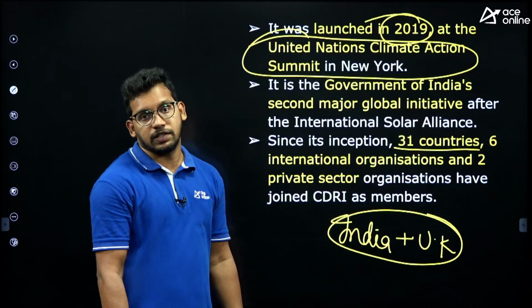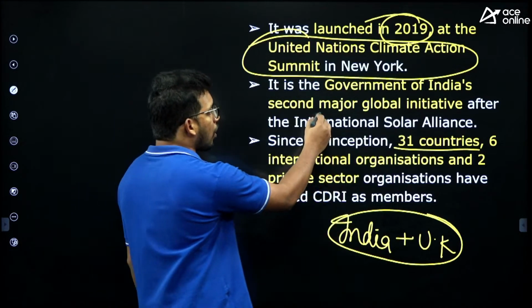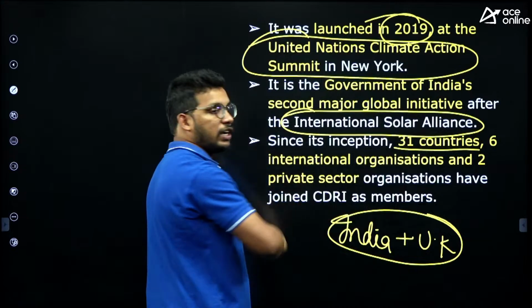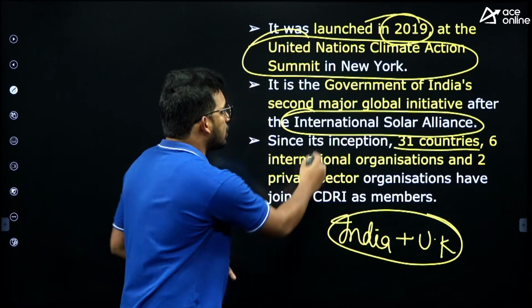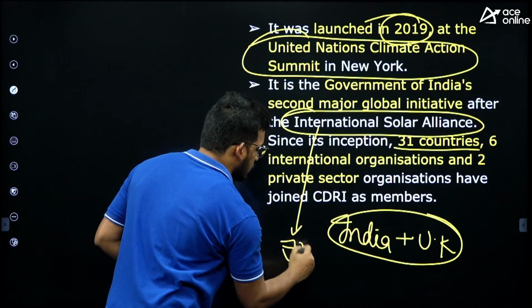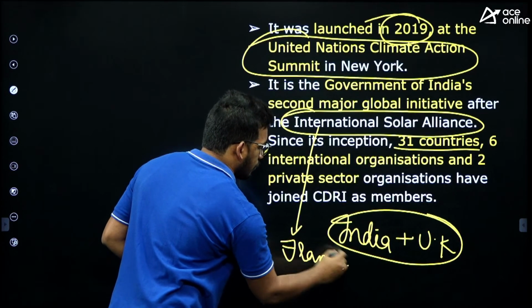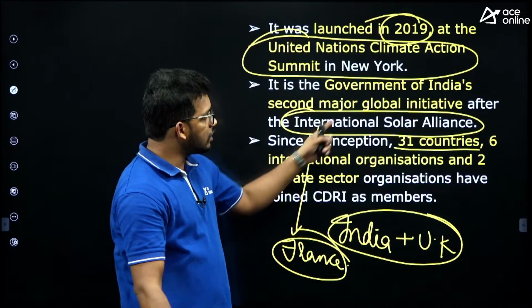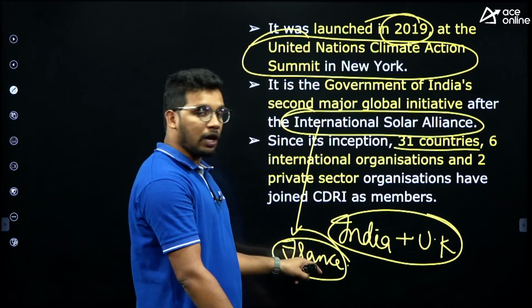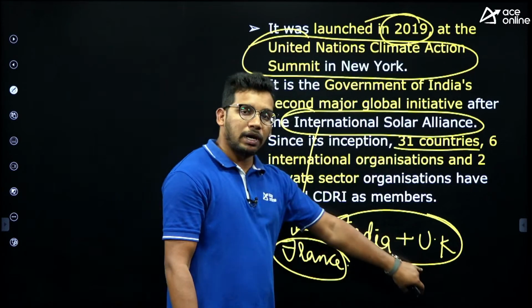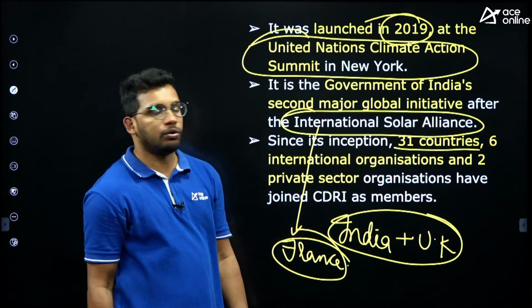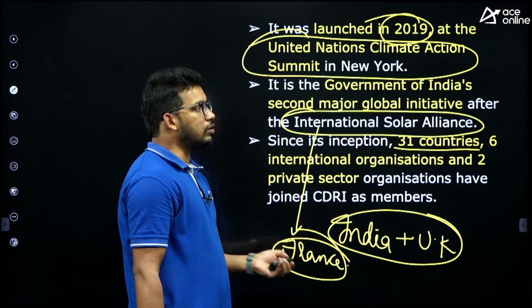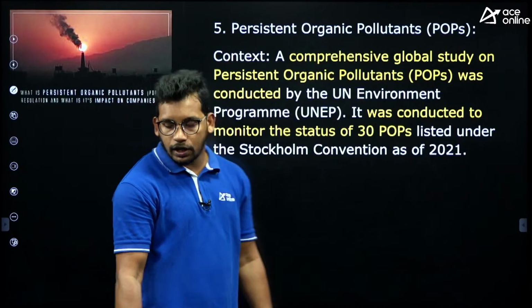So they may ask you, with which country India has initiated the Coalition for Disaster Resilient Infrastructure. There is one more organization which India launched at the international level, that is the International Solar Alliance. This we have launched with the support of France. Don't confuse. For the International Solar Alliance, we launched along with France, but the Coalition for Disaster Resilient Infrastructure, we launched along with the United Kingdom, right? So this is also an important fact. Any doubts in this?